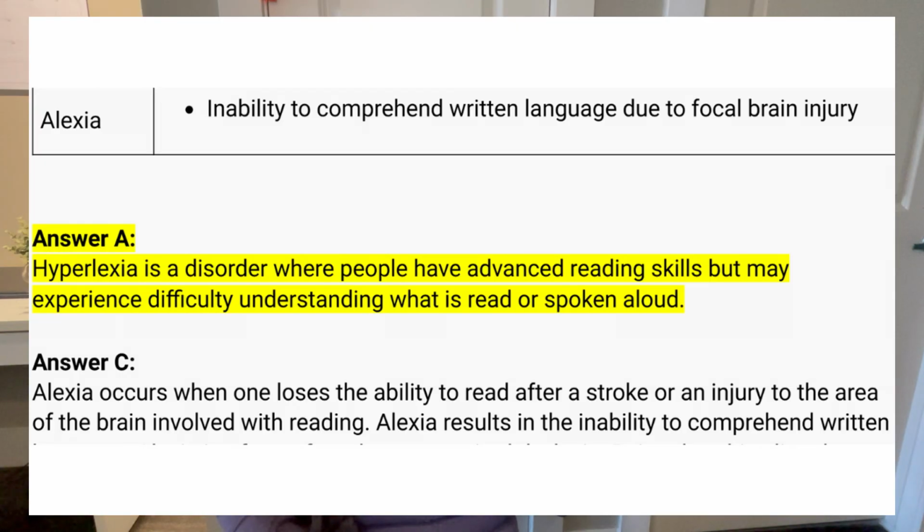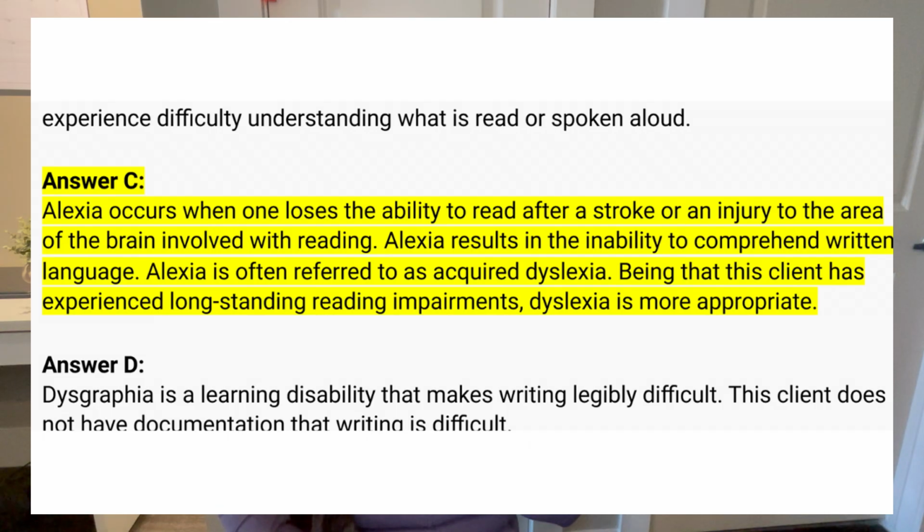Now, the reason it wasn't answer A is because hyperlexia is a disorder where people have advanced reading skills. Okay, that's exactly what I said. So, not answer A. Answer C, alexia, occurs when one loses the ability to read after a stroke or an injury to the brain. Okay, so that makes sense.